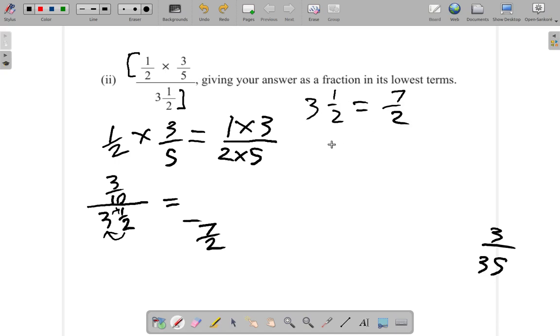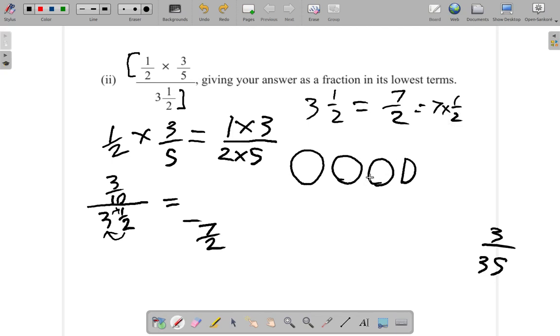How come? Alright, 3 is 3 whole. I'm going to use circles, 3 whole circles plus half a circle. 7 over 2 is the same as 7 times a half, which is 7 halves.